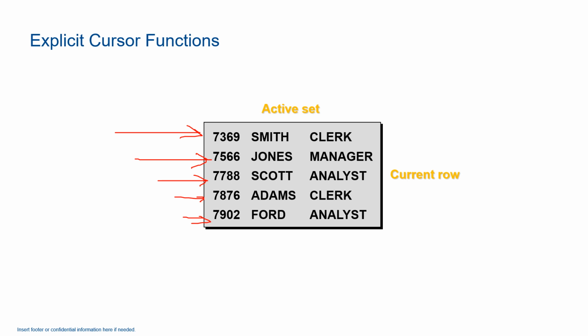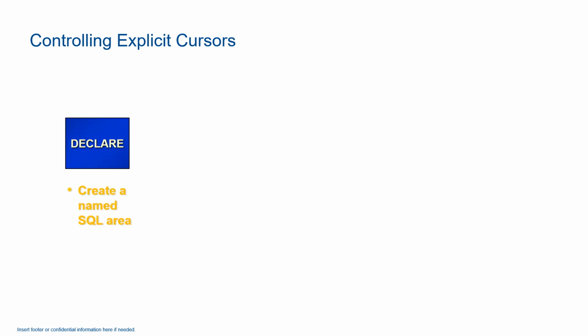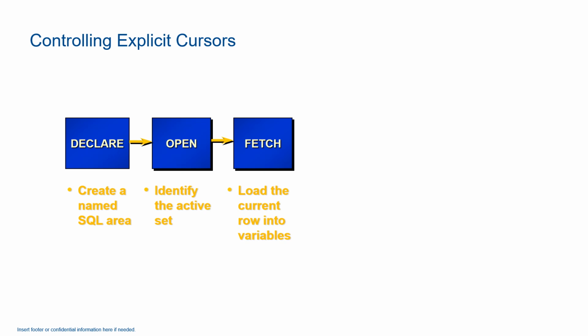Explicit cursors are defined by the programmer. We will know the syntax in the coming slides. As you can see, the cursor has selected the current row. Now, controlling explicit cursors. How do we control them? First of all, like any anonymous block, we declare the explicit cursor. Create a named SQL area. We identify the active set: what are the rows, the number of rows impacted? Then we have to open, then fetch, loading the current rows into some variables.